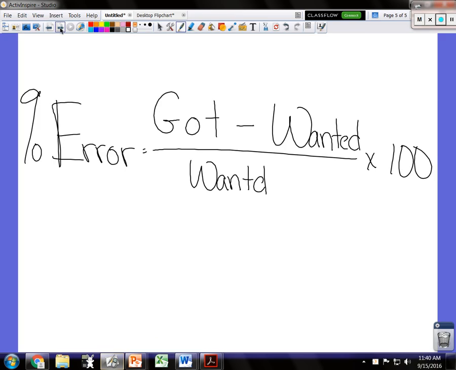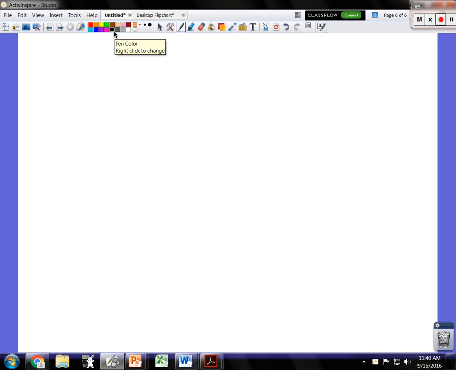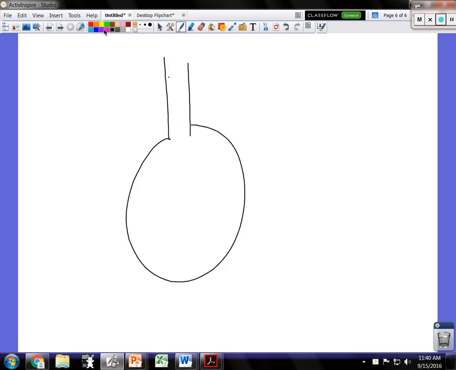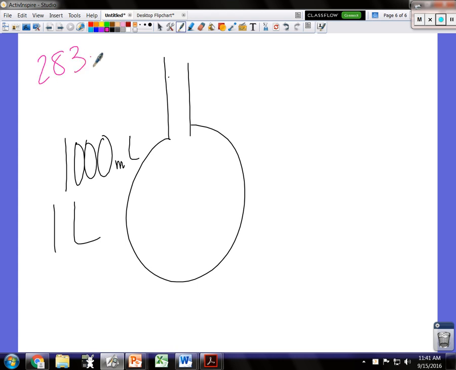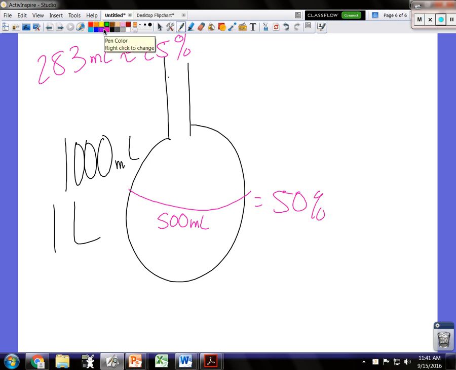Does drawing help visualize? Okay, so I've got this. If this is exactly 1,000 milliliters, or 1 liter, you told me that the 283 milliliters is approximately 25%. So if I filled this up exactly with 500 milliliters, what percent is that? That's exactly 50%. Well, if I poured in that strong acid and it took up another 25%, what percent is left to add water on top? 25.